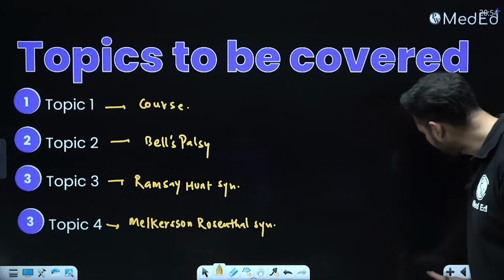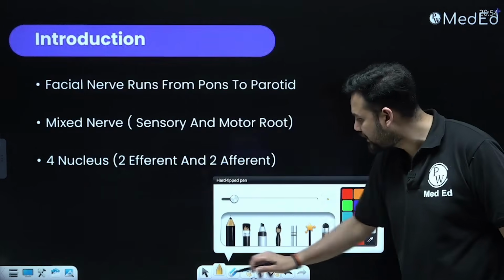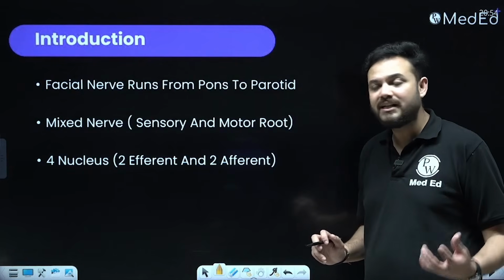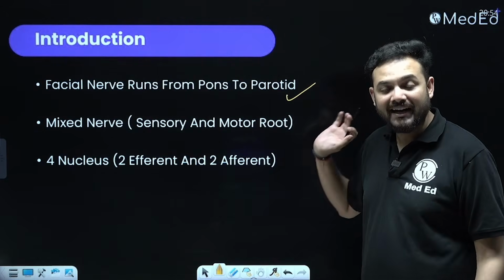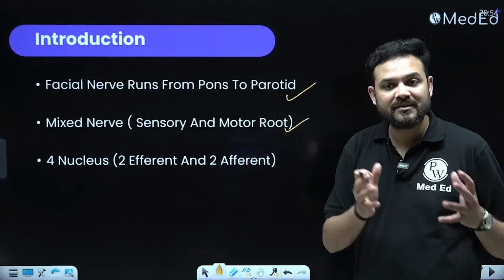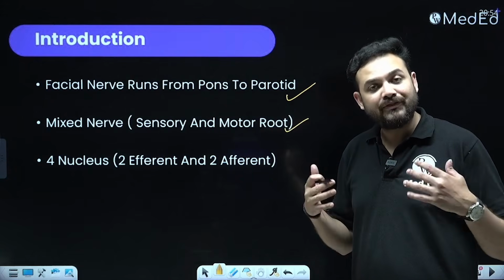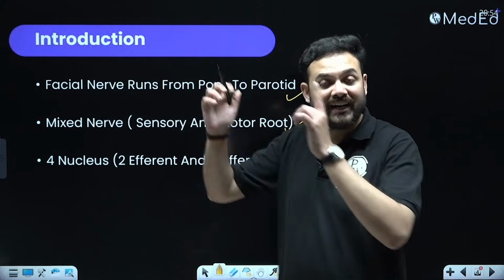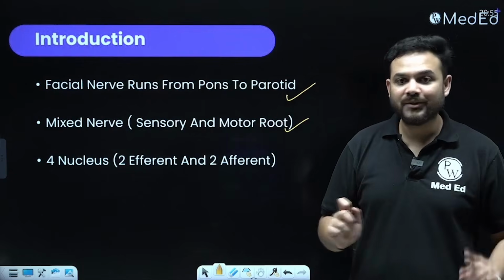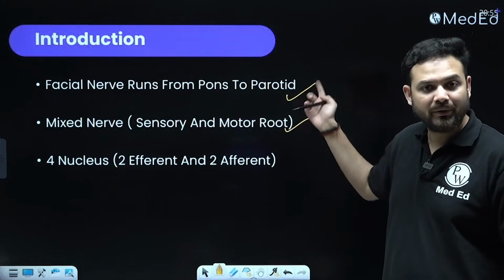So let's discuss what exactly is the course of the facial nerve. What is the facial nerve? The facial nerve is the seventh cranial nerve, and it is a mixed cranial nerve. That means it has got a sensory as well as a motor root. Now the facial nerve course starts right in the pons and it finishes in the parotid gland. So it is from P to P, that is pons to parotid.